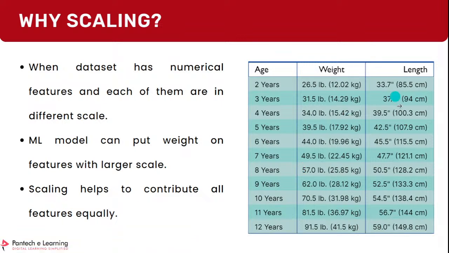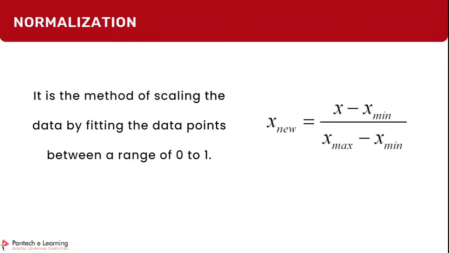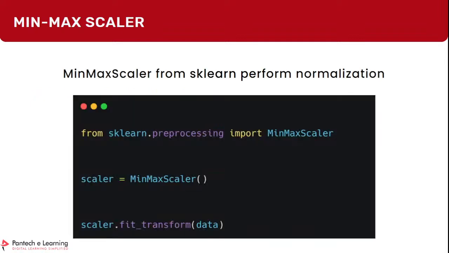If you do this for each column, it's a univariate approach, so the changes will be happening univariately. That is about scaling. And this is normalization. It can be done with MinMaxScaler.